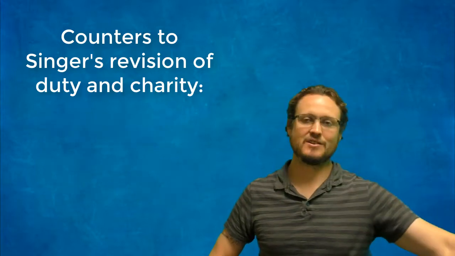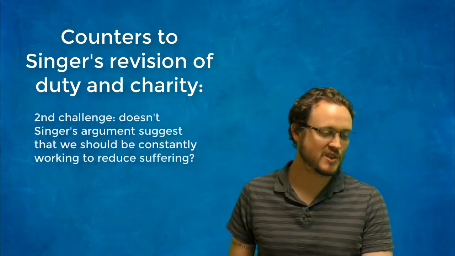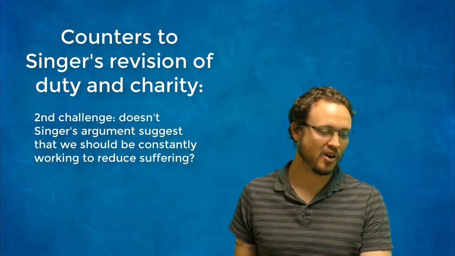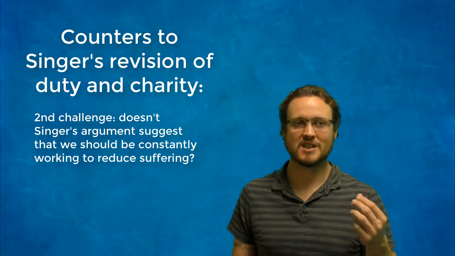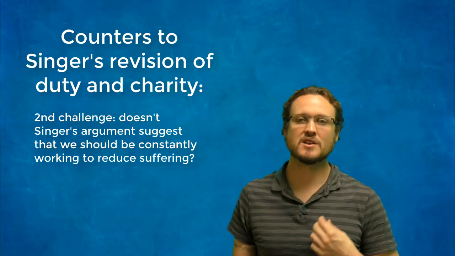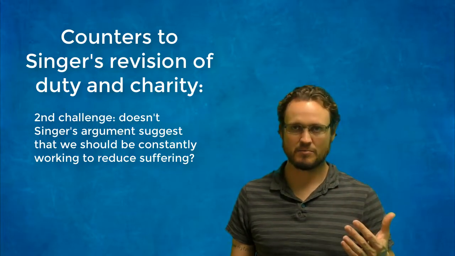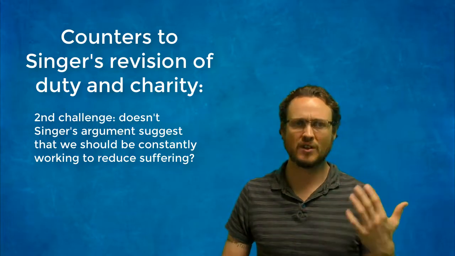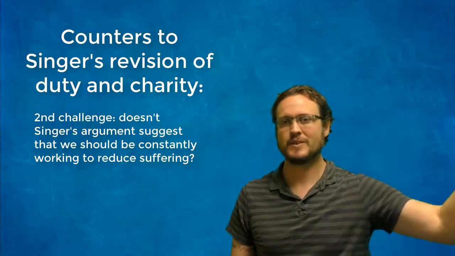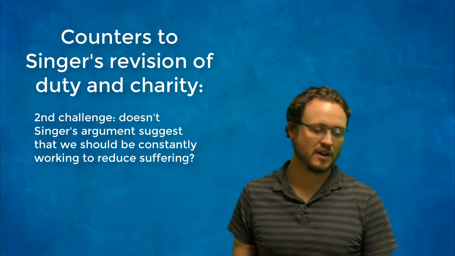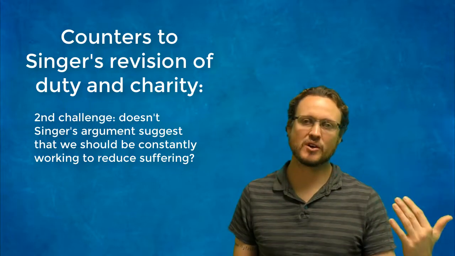The second objection given to Singer's reasoning is that his reasoning actually suggests that we should be working almost constantly to reduce misery, right? We should be constant misery reducers, constant suffering reducers. So all the money we're making at our job is not to advance our career, not to advance our life, not to get a bigger house, not to get a nicer car. It's all just funneled away into charities that are going to help people come out of poverty. It's going to help people stop starving.